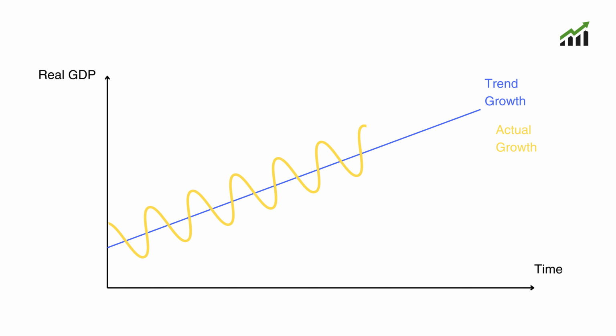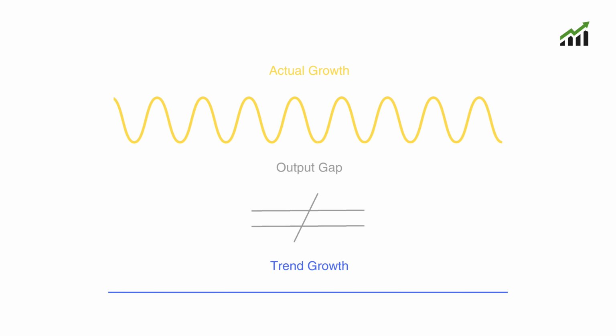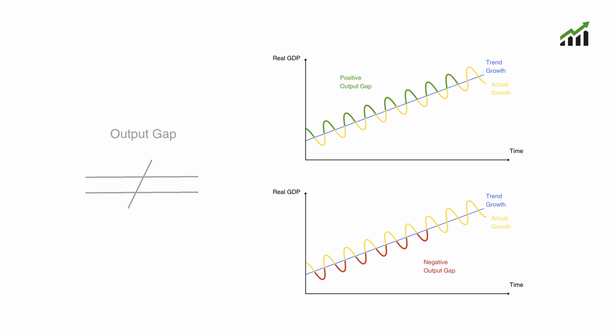However, actual GDP growth occurs somewhat differently than the trend growth line. The difference between actual growth and trend growth is known as the output gap, which can be either positive or negative.